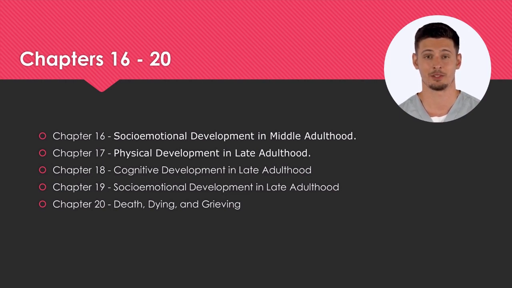Chapter 19 examines socio-emotional development in late adulthood. We will explore the ways in which individuals continue to develop their relationships and sense of self during this period, and discuss the unique challenges and opportunities that arise in later life.